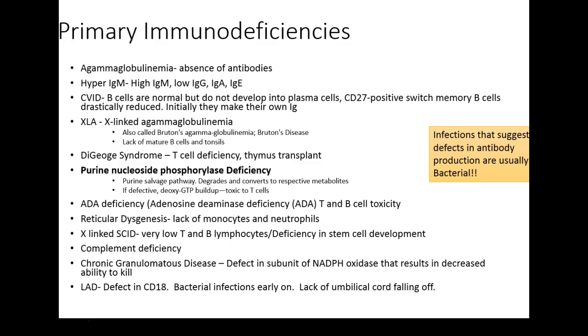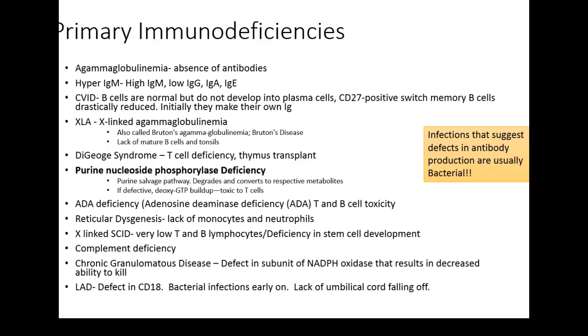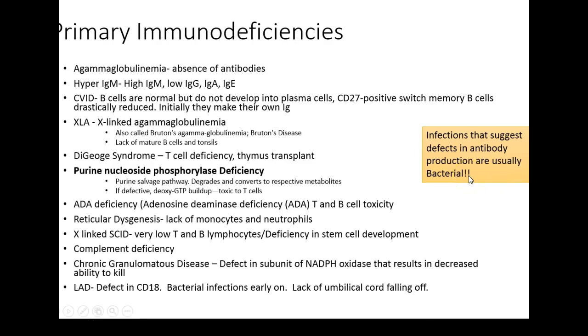So if you make note cards of what I have on this slide, you'll probably do very well. Just know these minor definitions. You don't have to be experts in every single one. Just know the difference. And I have a little side note here that infections suggest defects in antibody production. That's usually bacterial. So if you have bacterial infections, it's usually because your antibody production is pretty wonky.